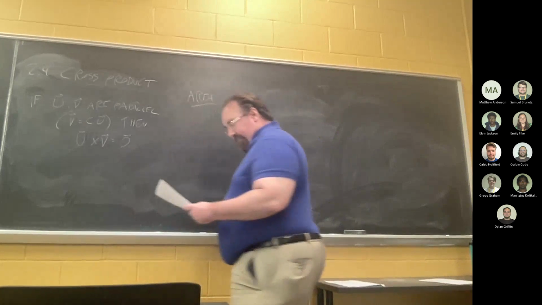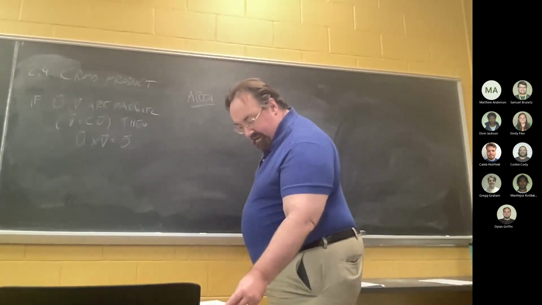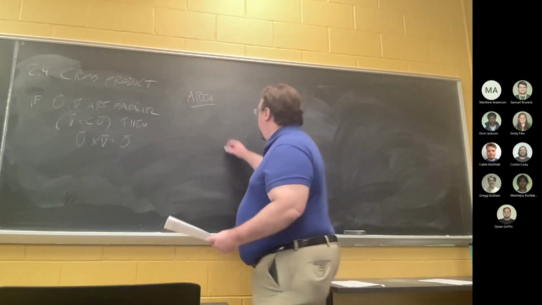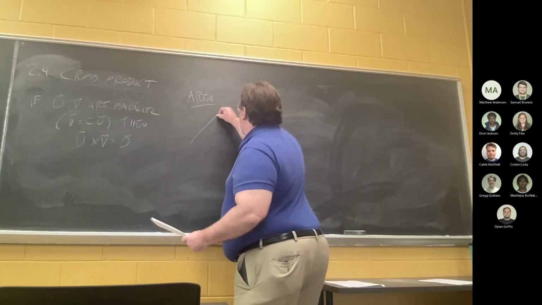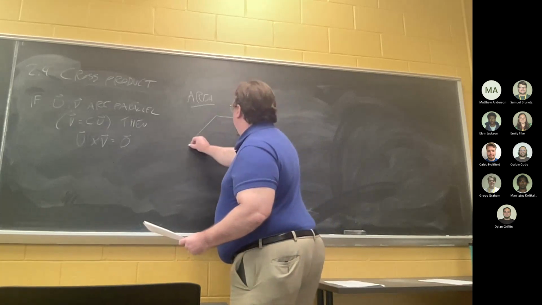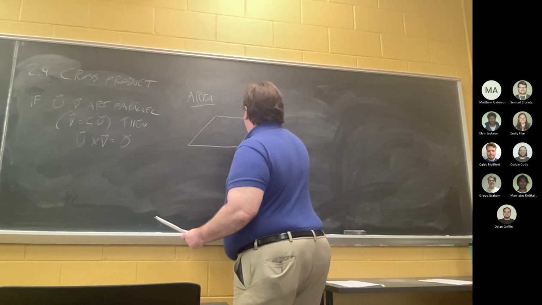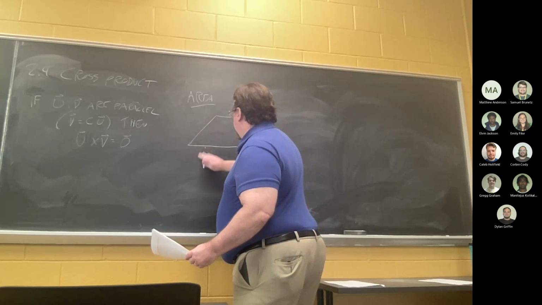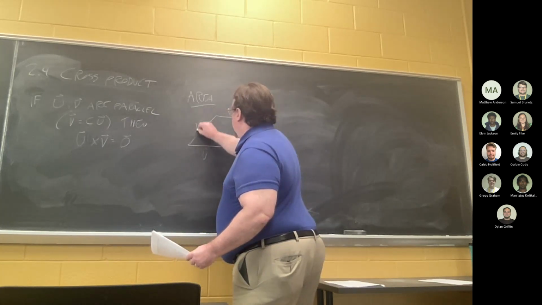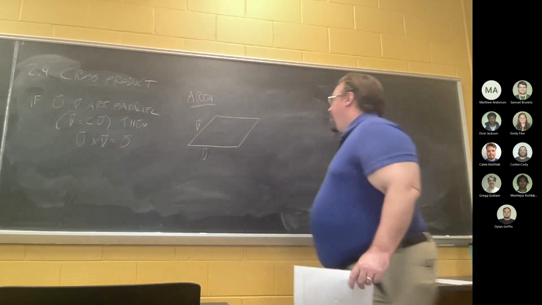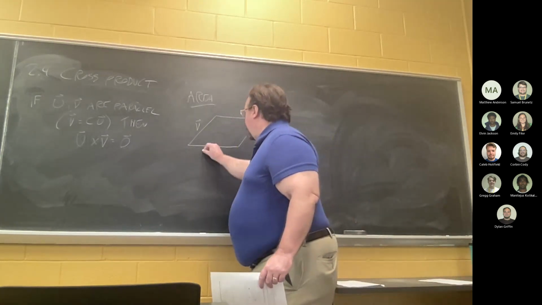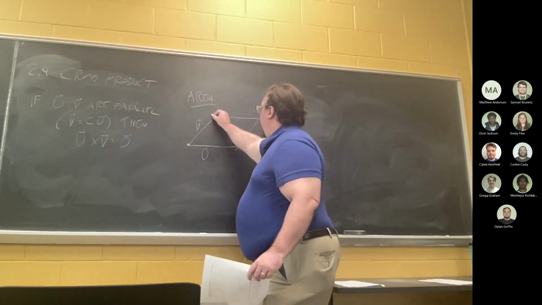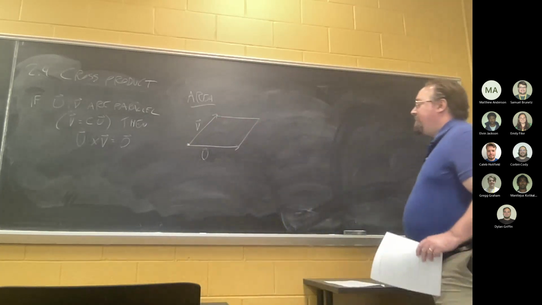One is for area. Now, suppose I have a parallelogram, and I have vectors u and v defining two adjacent edges of the parallelogram. They have a common initial point, or vertices of a parallelogram.